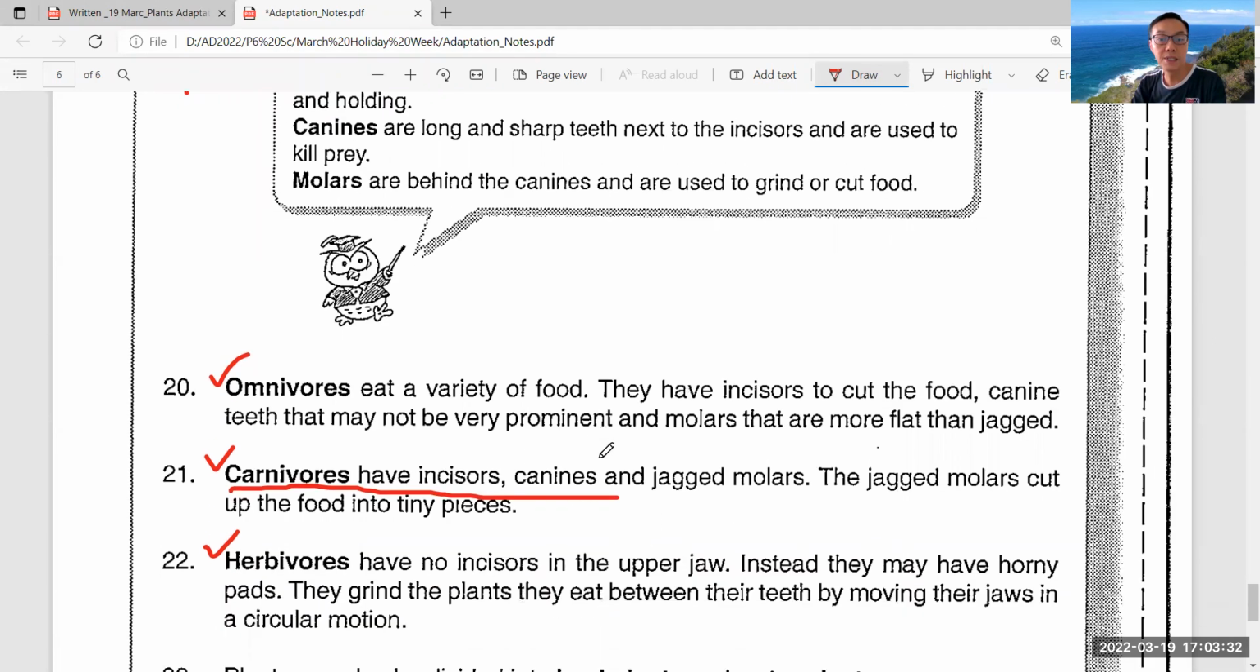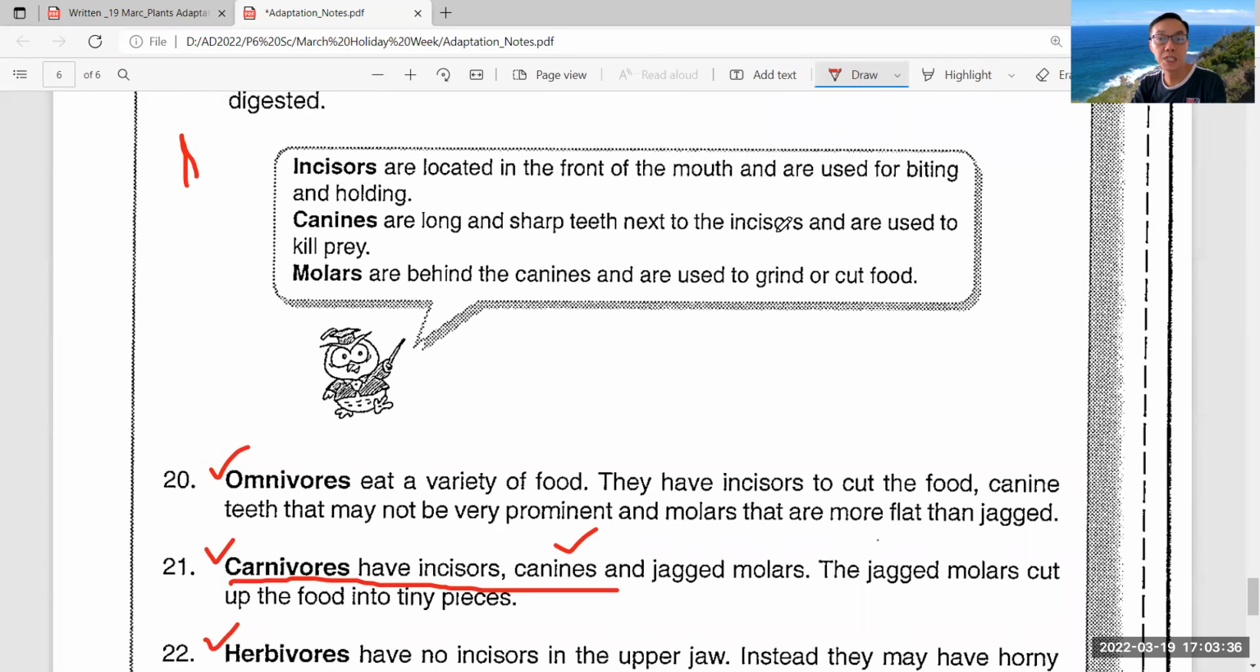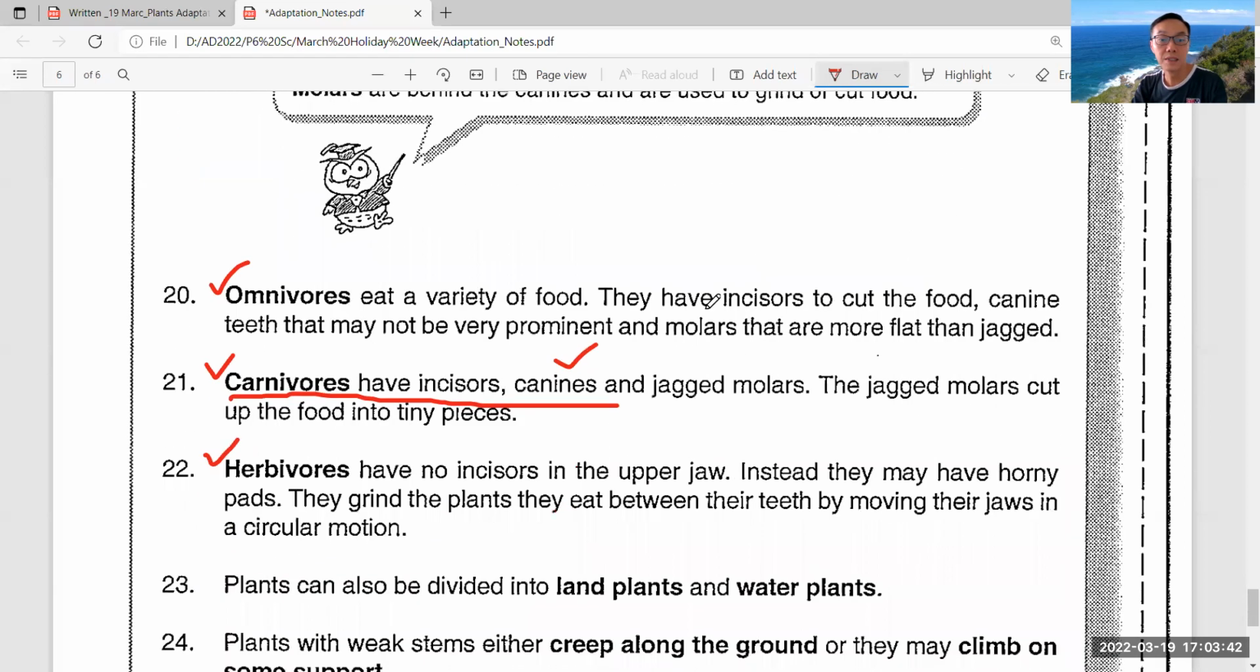And further in, they have canines. Canines are long, sharp teeth next to the incisors and are used to kill the prey. And for herbivores, they have no incisors in the upper jaw. Instead, they have flat teeth to grind the plants or the grain.